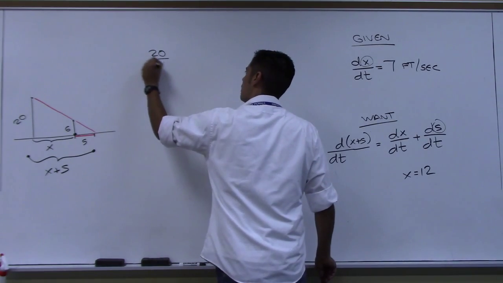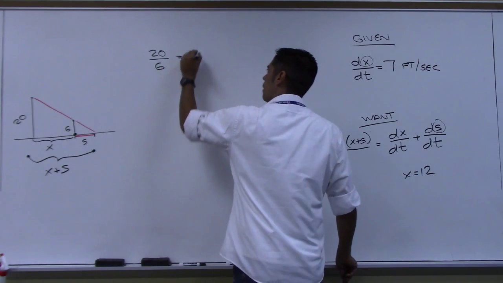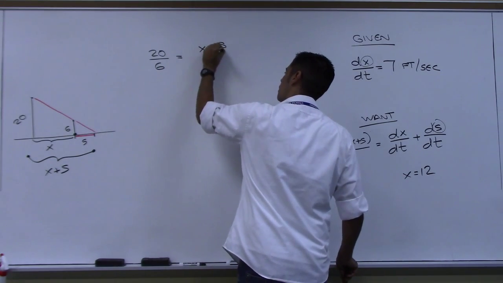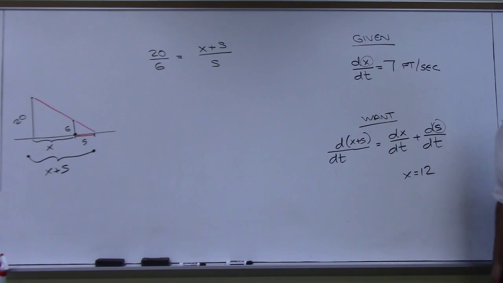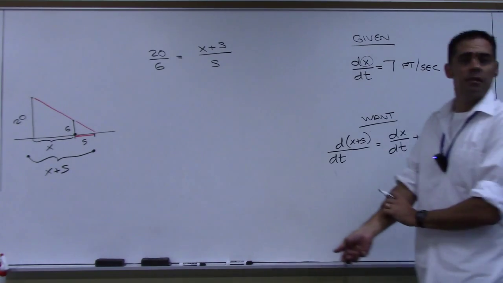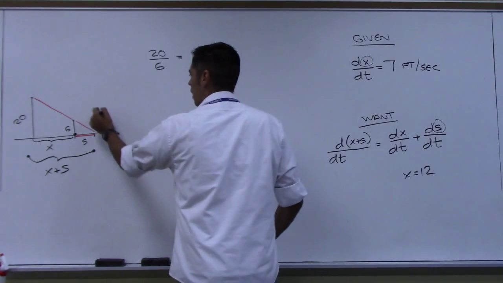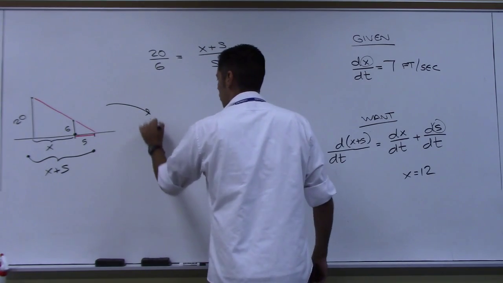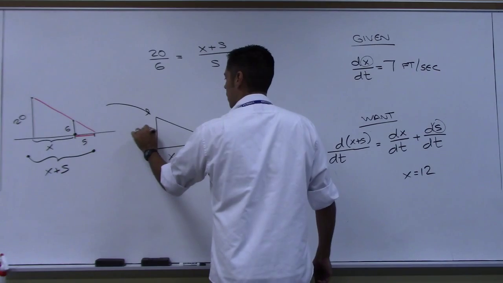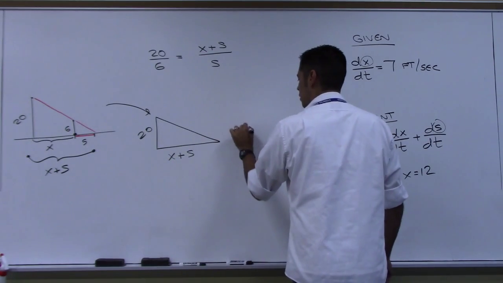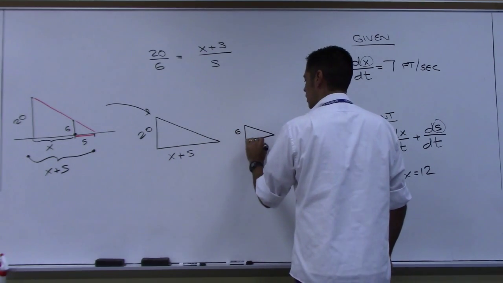20 over 6 is equal to x plus s over s. What the heck is that? It's proportional? You're using similar triangles. That's what we have here. So let me try and help everyone see that. Look at this picture. I have one big triangle, x plus s, and I have 20. And then I have a smaller triangle that looks like this, 6 and s.